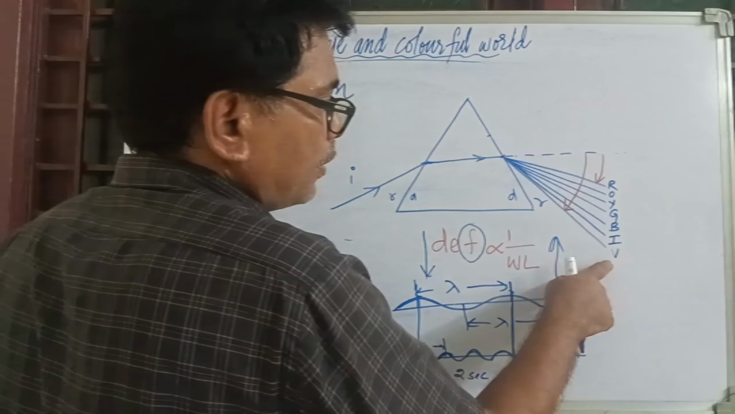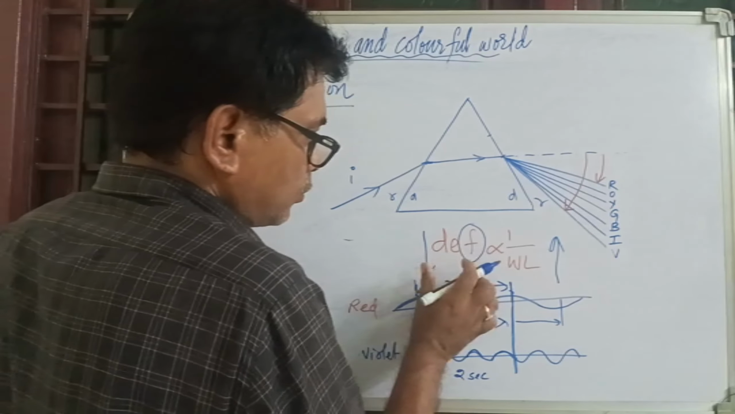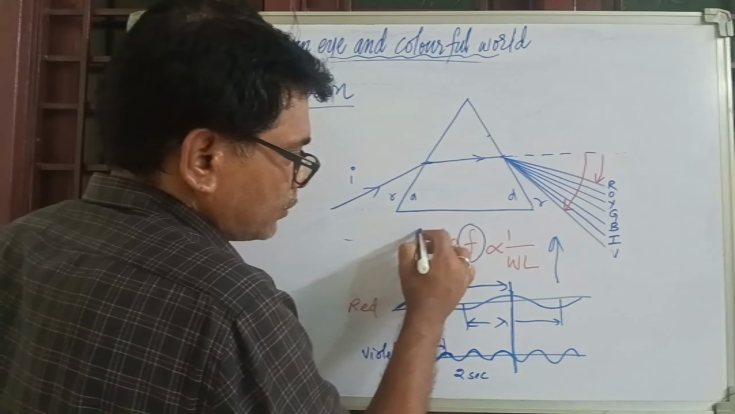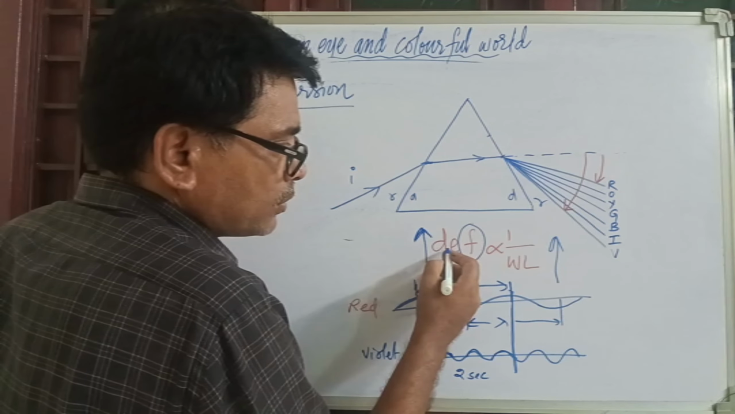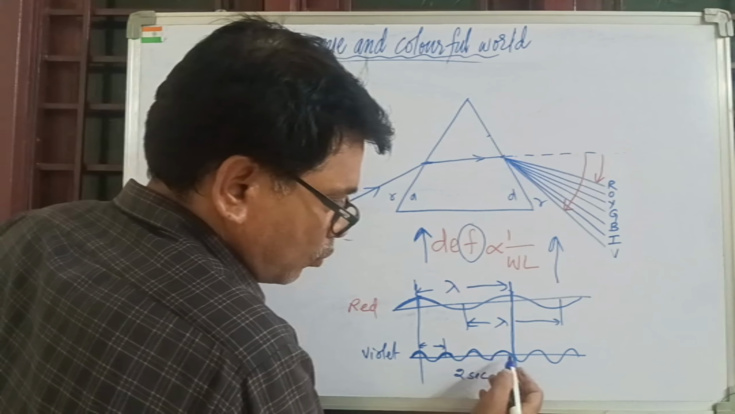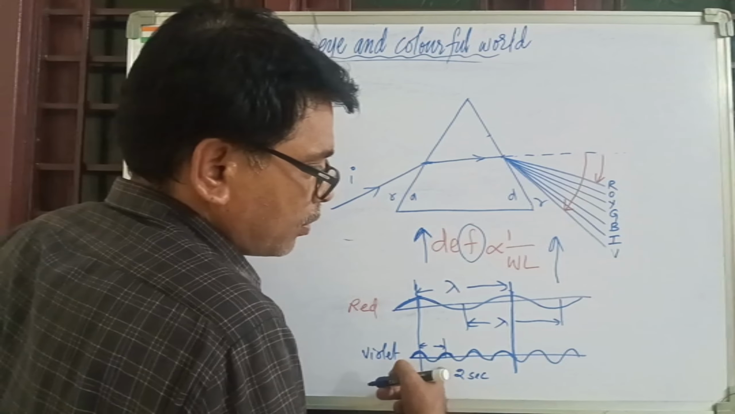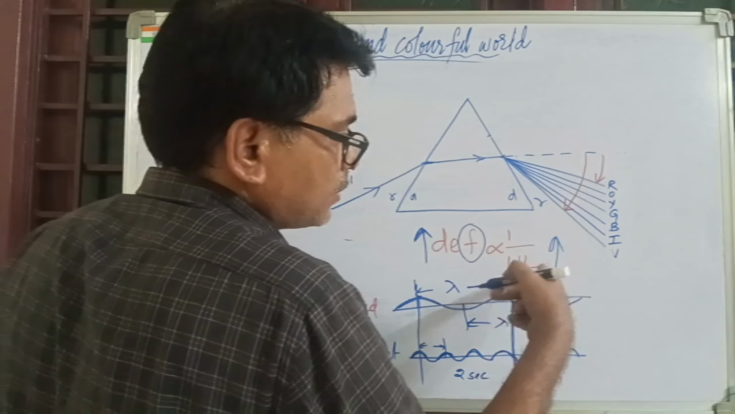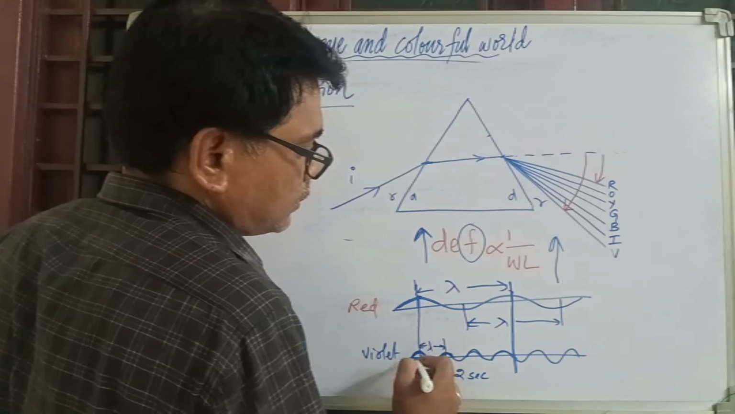Now coming to violet, violet's deviation is more. So energy loss is more. Its frequency also should be more. Yes, exactly. More number of peaks, its frequency is more. Frequency more, wavelength is less. Exactly, see, wavelength is less.